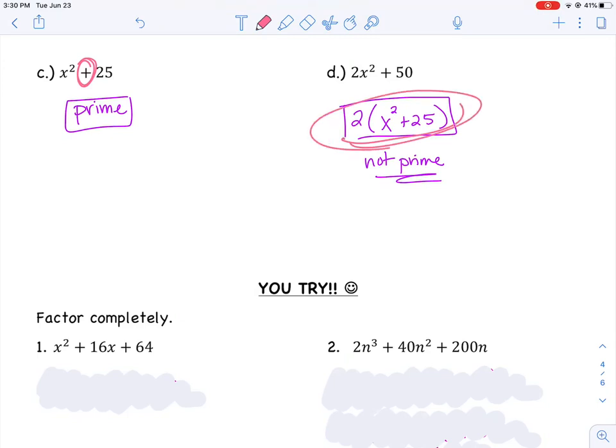So just because we couldn't factor it more doesn't mean that it's prime. So please don't write the word prime. You can still factor that one. You could just factor a GCF only. Okay? So there's a little bit of a difference between C and D. C you couldn't factor at all. D you could. You just could take out a GCF, and then that was it. Okay? So be careful with that.